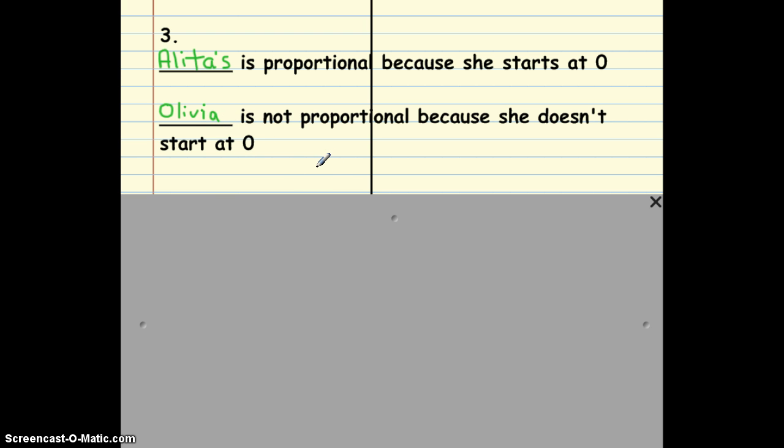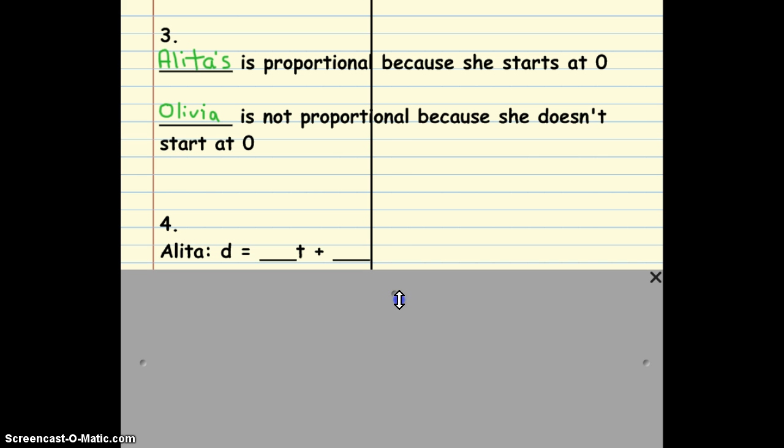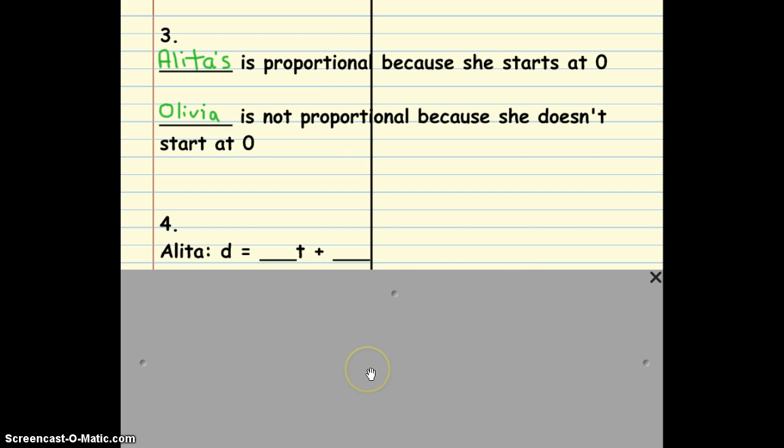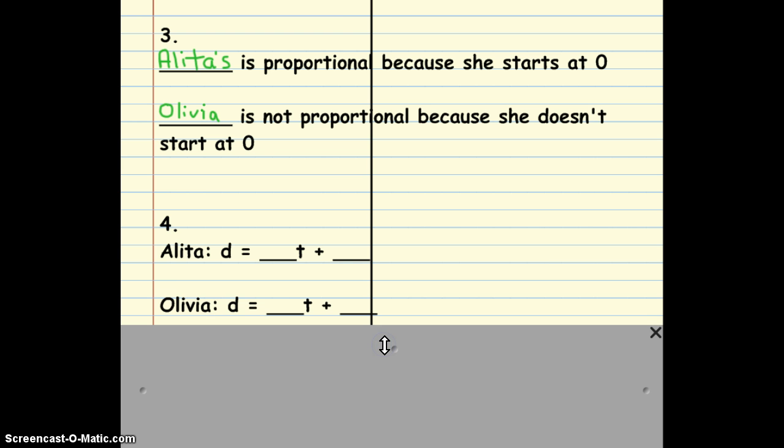Number 4. For each sister, write a rule in symbols to relate the distance d and the time t. And how are the numbers of rules reflected in the graphs? All right, well, let's go ahead. Number 4. And I'm going to get you set up. To find Alita's rule or formula, we're going to have d equals, because that's what we're trying to find. They're trying to find their distance. Those were the numbers we filled in the table. So d equals something t plus something. And Olivia's is going to be d equals something t plus something.